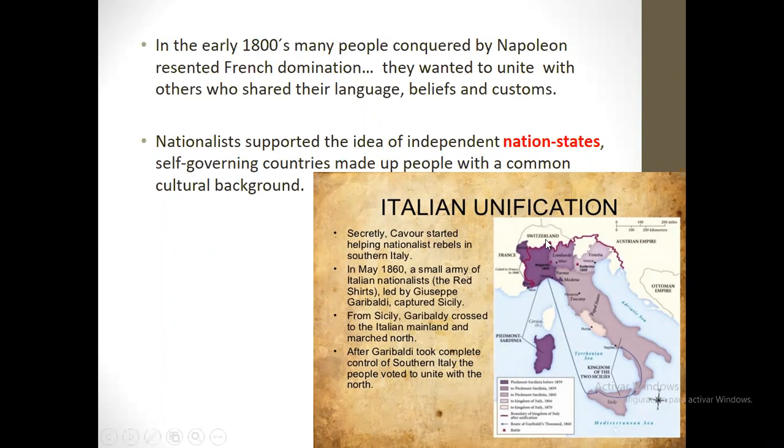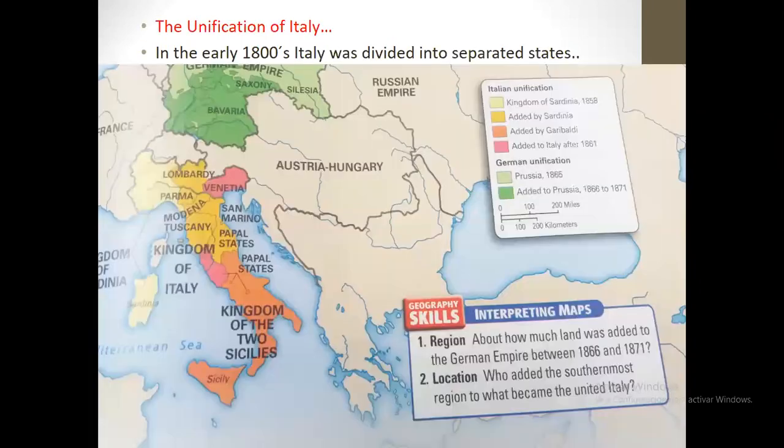The same thing happened here in Europe, in Italy and Germany. It was divided into states. This one state, this another state, so different states. And eventually they reunited and became one country. Like it says, national states are self-governing countries made up of people with a common cultural background.